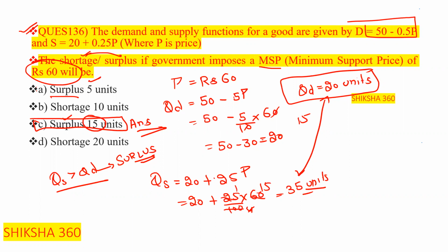Now move to the next question. Sir, how do we get 5 by 10?